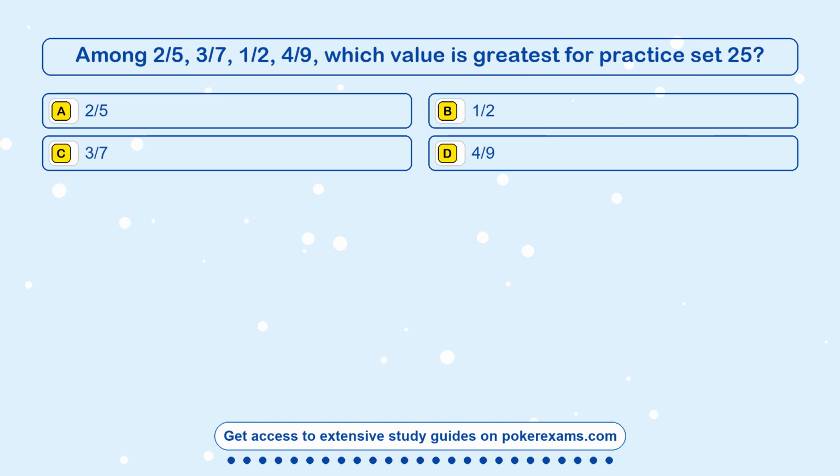Question 2. Among 2/5, 3/7, 1/2, 4/9, which value is greatest for practice set 25? Option A 2/5. Option B 1/2. Option C 3/7. Option D 4/9.